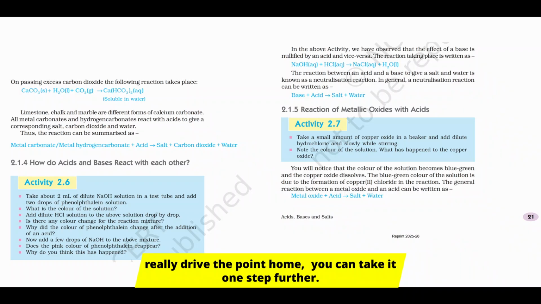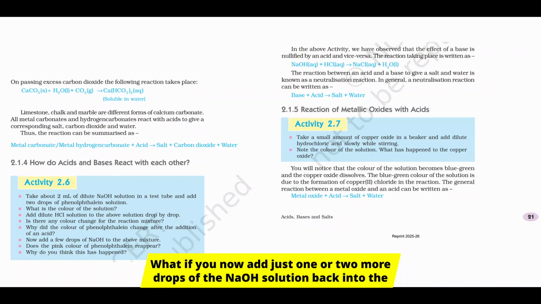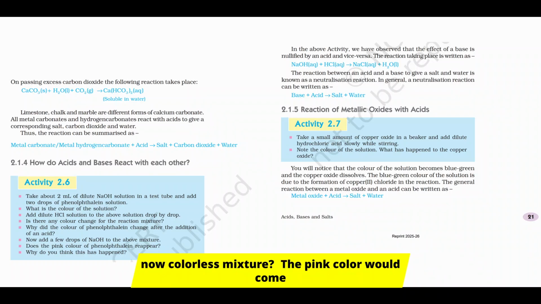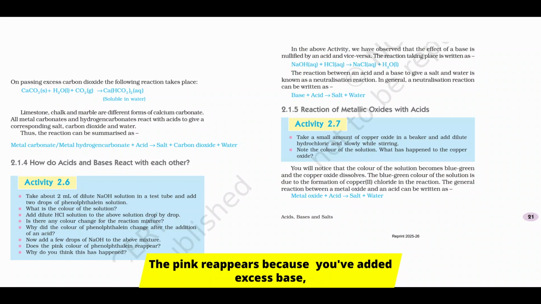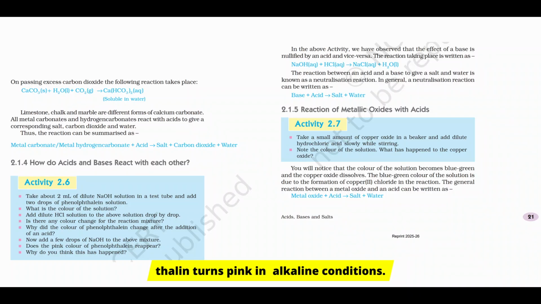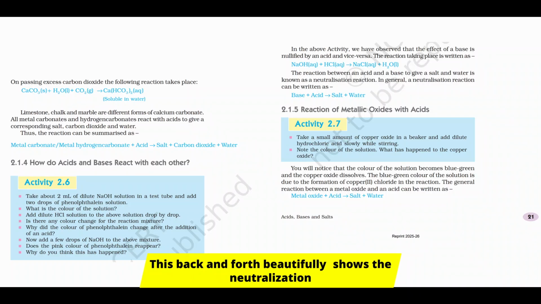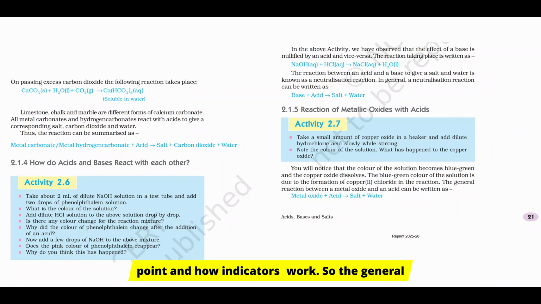Right, and to really drive the point home, you can take it one step further. What if you now add just 1 or 2 more drops of the NaOH solution back into the now colorless mixture? The pink color would come back because it's basic again. Perfect. The pink reappears because you've added excess base, making the solution alkaline again, and phenolphthalein turns pink in alkaline conditions. This back and forth beautifully shows the neutralization point and how indicators work.